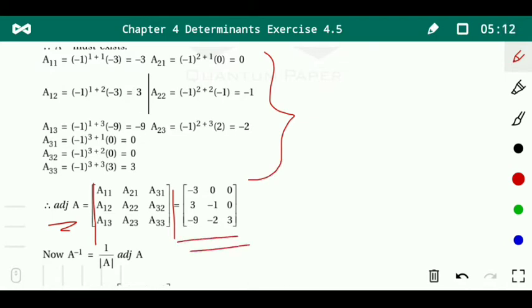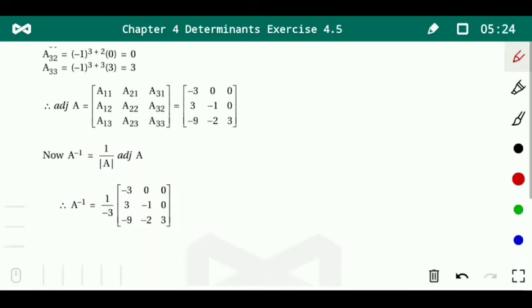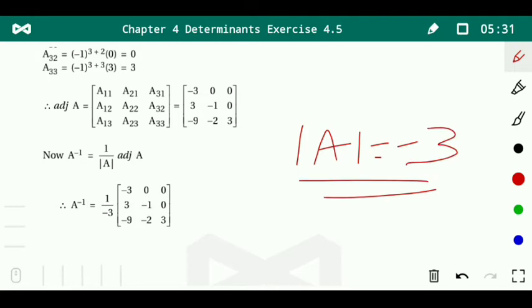And last we have to use the formula of A inverse, which is given by 1 upon determinant of A into adjoint of A. So now see, the final answer is 1 upon minus 3, because determinant of A is equal to minus 3, which we already found out. And put the value of adjoint of A: minus 3 0 0, 3 minus 1 0, and minus 9 minus 2 3.